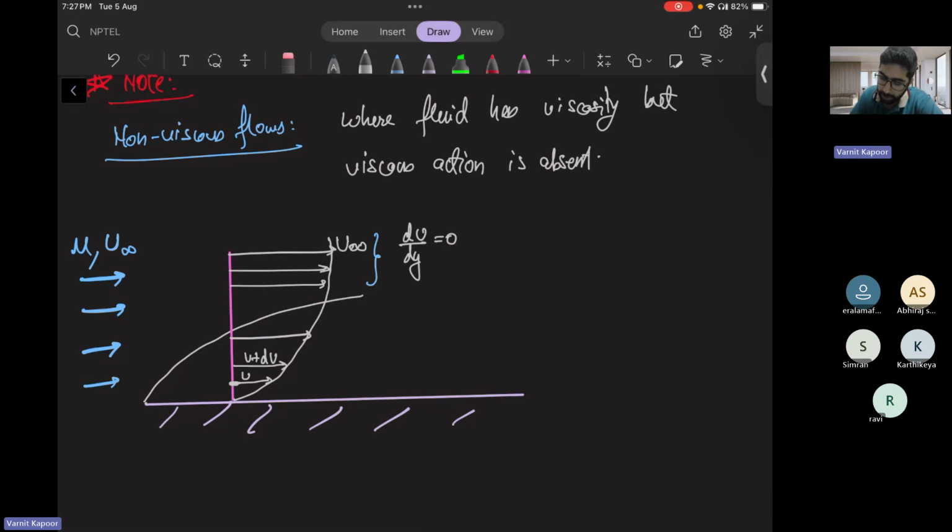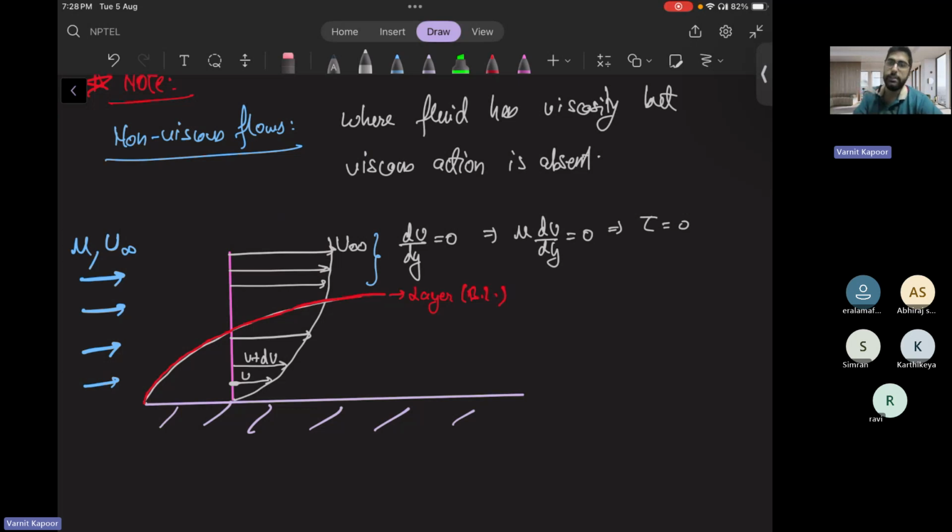I'll just say it's a layer, and the short form is boundary layer. Above this boundary layer, all the velocities of the fluid are the same, so there is no change in the gradient. That means mu times du by dy is also equal to 0. This implies shear stress is 0. That means viscosity of the fluid is there, but no viscous action is there. Shear stresses are 0. Such kinds of flows are called non-viscous flows.